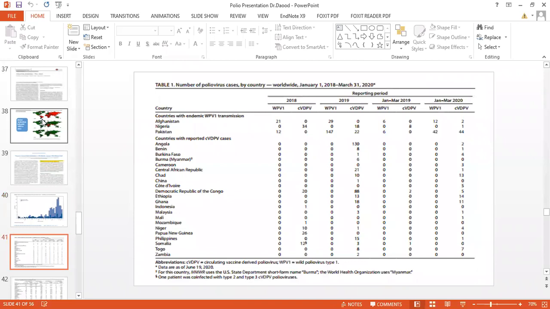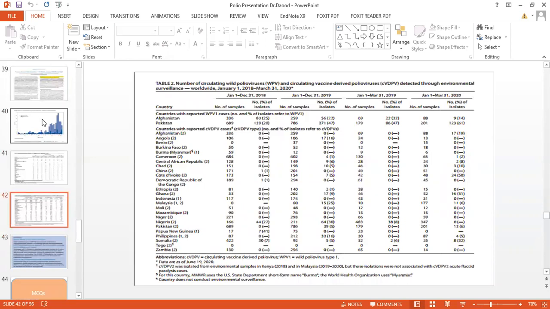And here you can see the 2 types of viruses, poliovirus type 1 and circulating vaccine-derived poliovirus. Still, these are prevalent in Afghanistan, Pakistan, and Nigeria. Here is another table showing the percentage of isolates and the number of samples taken. Still, Afghanistan and Pakistan are on the top. Rather, Pakistan has a worse figure than even Afghanistan.